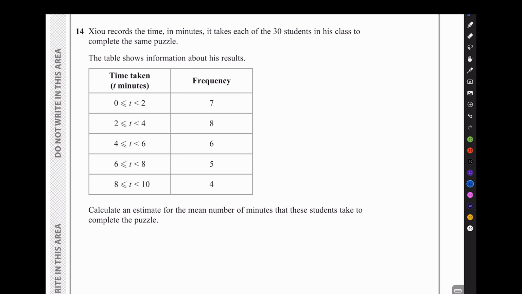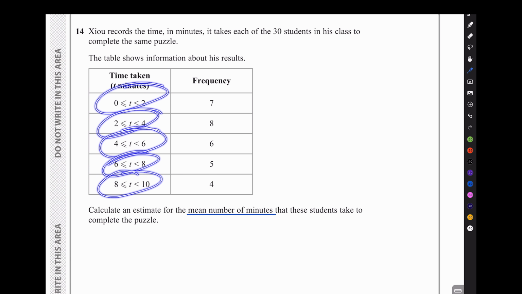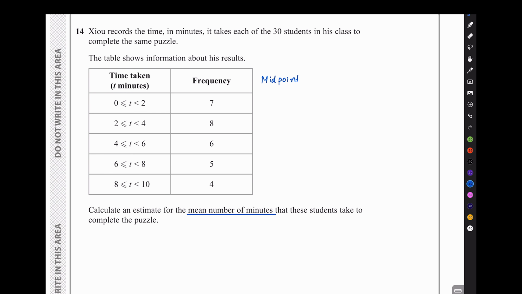Okay, moving on. We need to find the mean of the data that is given. Since this is basically a continuous data set, we need to find the midpoints. Let me just write right here, midpoint. We can calculate the midpoint very easily using mental math. The midpoint of 0 and 2 is 1. The midpoint of 2 and 4 is 3.